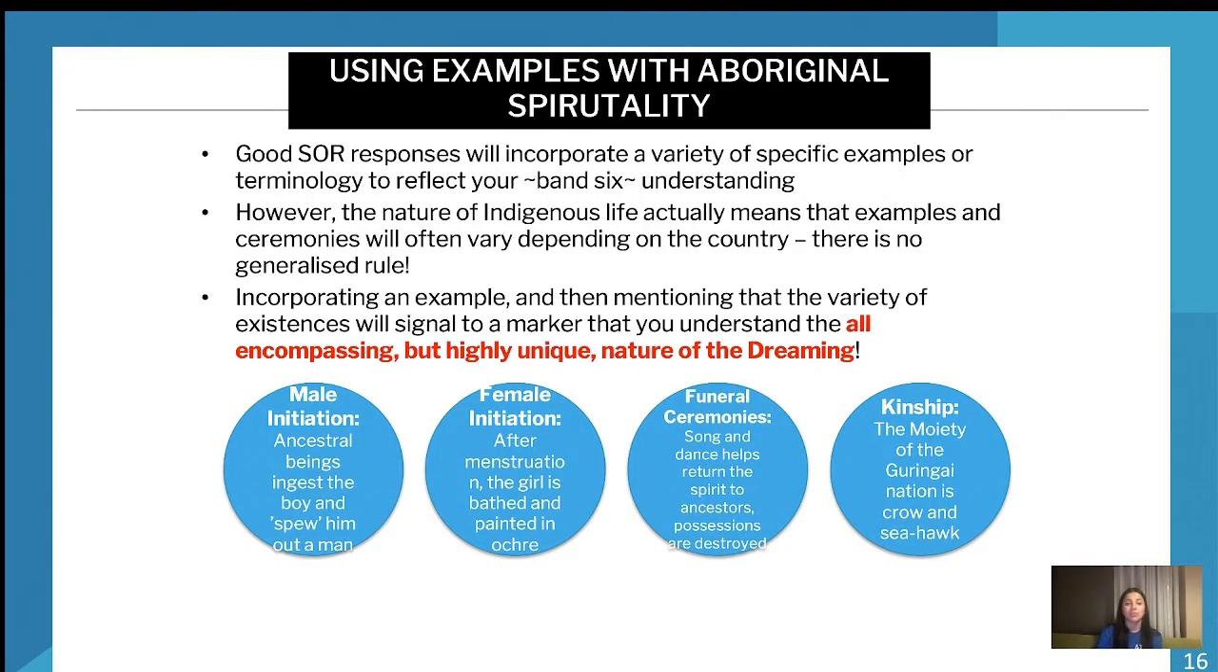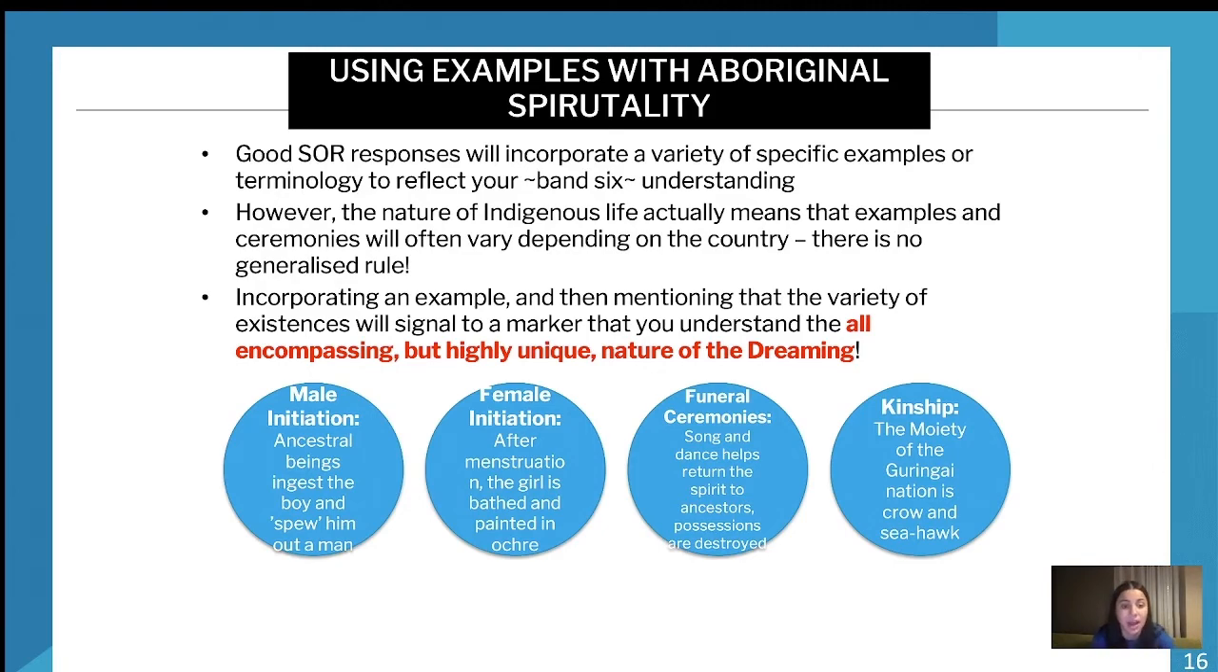Now, when you're using examples with Aboriginal spirituality, you want to incorporate specific ones to reflect your Band 6 understanding, which is what we were talking about before in that marking centre feedback, to be more specific and not just making generalisations about the content. The nature of Indigenous life actually means that examples and ceremonies are really going to vary depending on the country, so there's no generalised rule. So if you are incorporating an example and mentioning the variety of existences, it will signal to your marker that you understand that the nature of the dreaming is all encompassing, but it is highly unique to the country.